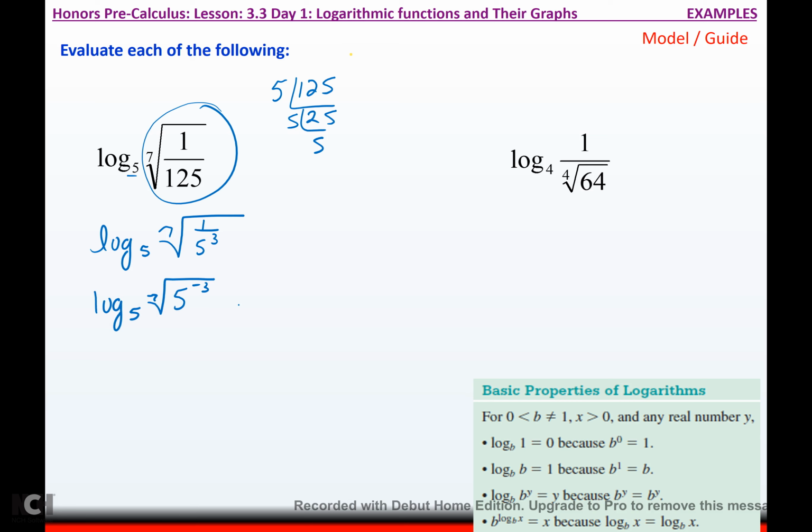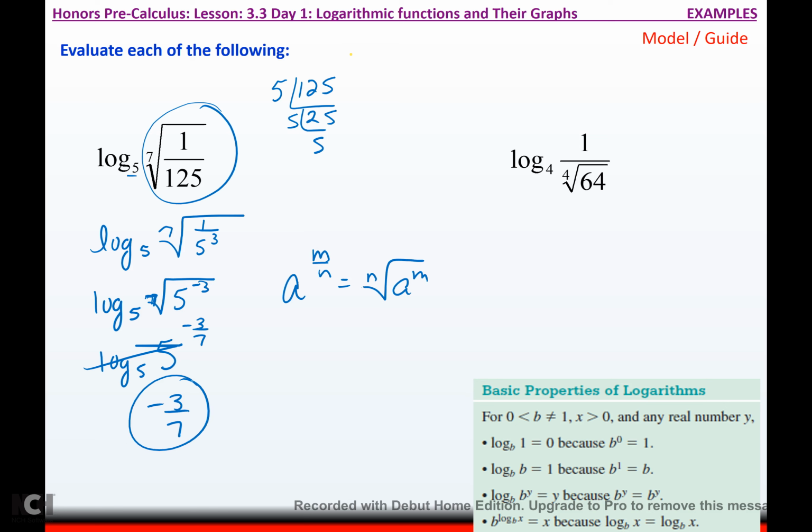Now I'm going to get out of radical. So that's going to be log base 5 of 5 to the negative 3/7. Because remember, if you have a to the m over n, it's the nth root of a to the m, and backwards. So this would be the numerator, this would be the denominator. And now these match, so my answer would be negative 3/7.